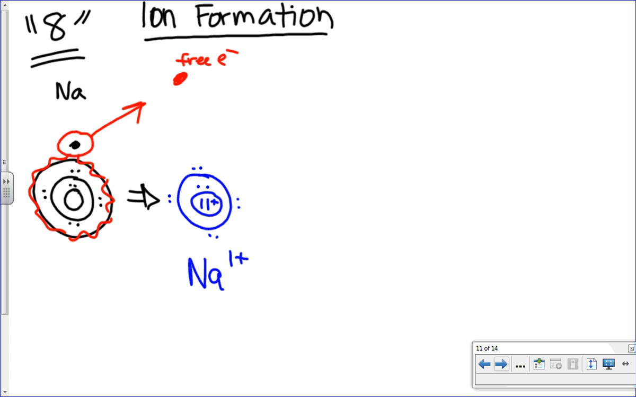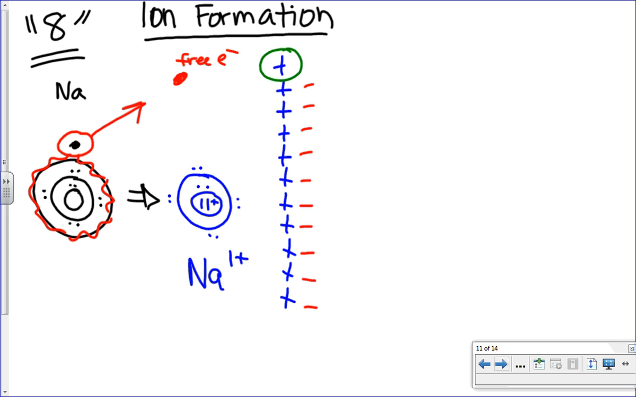The reason it has a 1 positive charge is because it started out with 11 protons, and it also started out with 11 electrons. But when we remove that 1 electron, now instead of all of these canceling out, one of them doesn't cancel, and we're left with an overall positive charge. So we indicate that overall positive charge by writing a superscript of 1 plus.